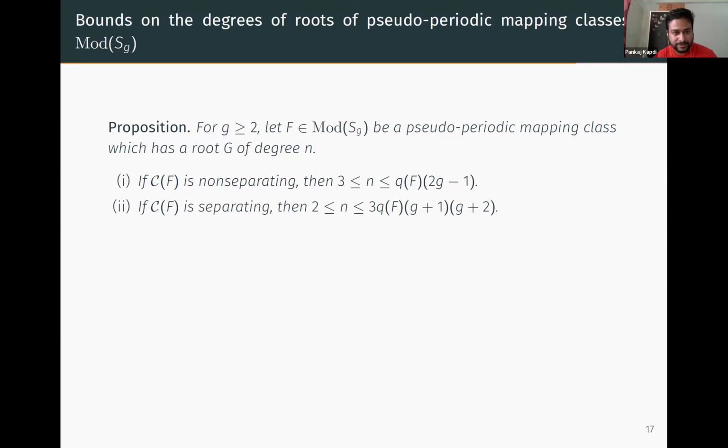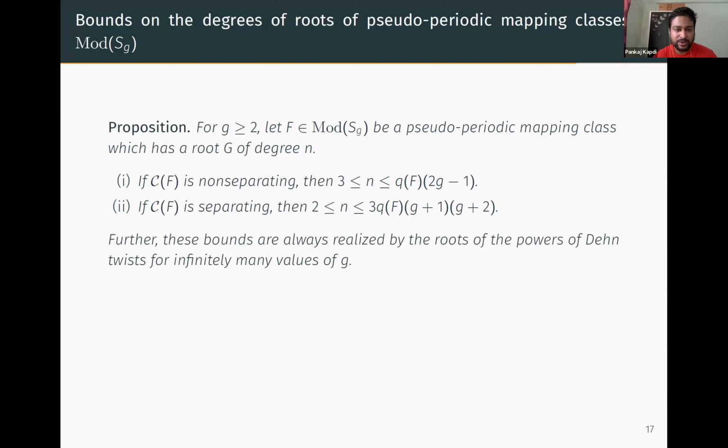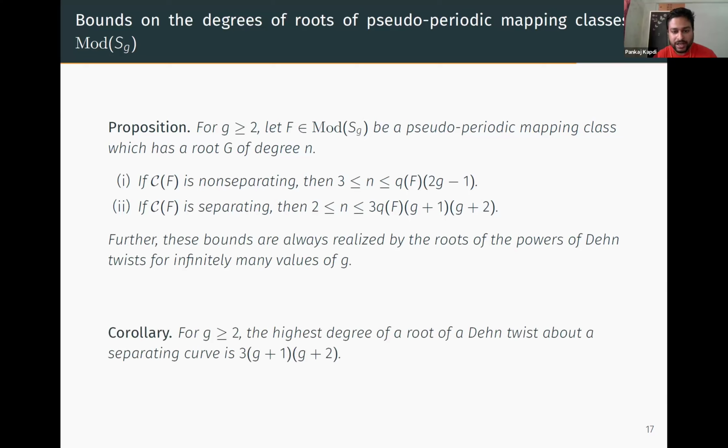And if the canonical reduction system is separating, then the highest degree is this QF times 3 times (g plus 1)(g plus 2), and these bounds are always realized by roots of powers of Dehn twist for infinitely many values of g. And as a corollary, we get that for a separating Dehn twist, the highest degree can be 3 times (g plus 1)(g plus 2), and this is always realized.